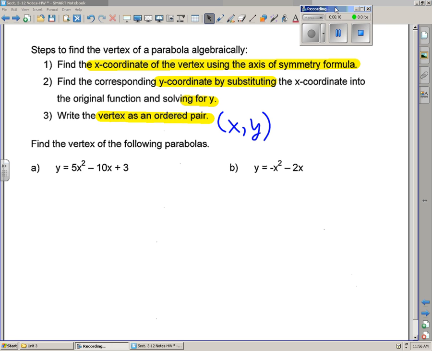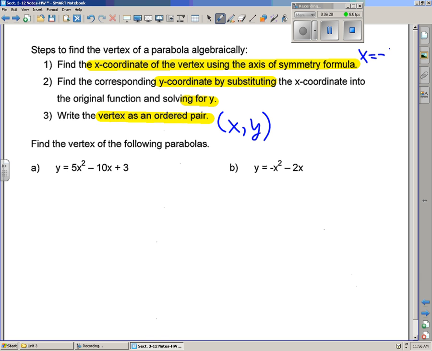The formula that you're going to use to find the x-coordinate is that x equals -b/2a, and then you're going to plug in for the y. So here's how this is going to work. And again, it's not too terribly difficult. You just got to take your time. Remember, the a and the b are what's attached to the x² term and the x term. So we should know that the a term is 5 and the b term is -10.